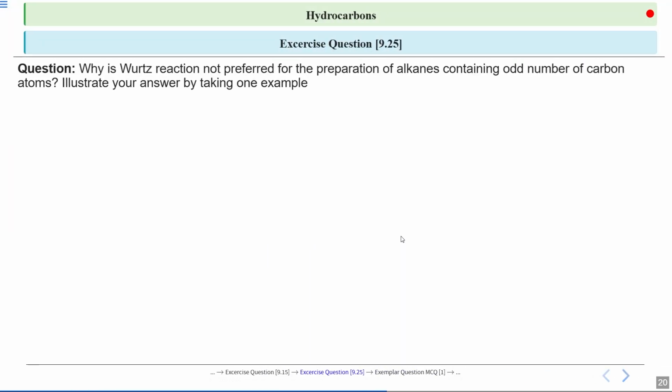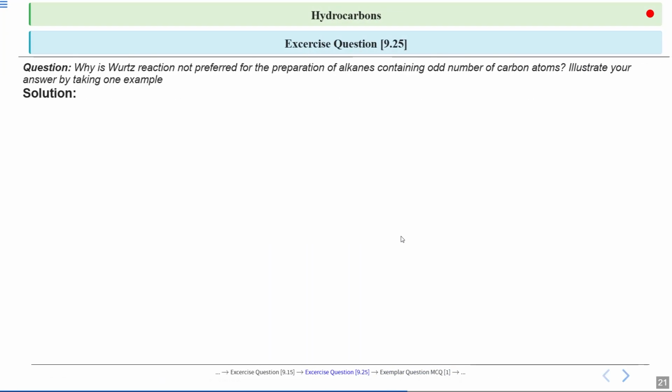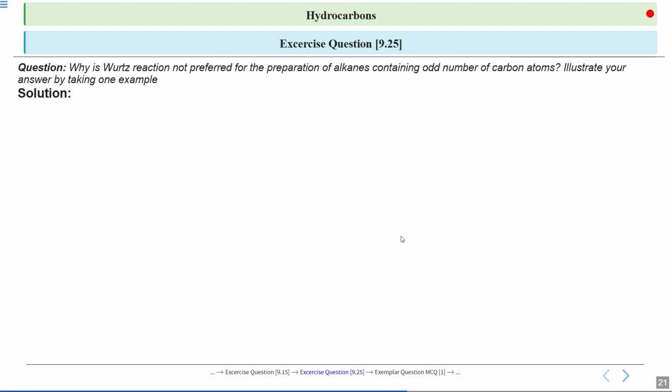Moving on to the next question, exercise question 9.25, which asks us: why is Wurtz's reaction not preferred for the preparation of alkanes containing an odd number of carbon atoms? Now illustrate your answer by taking one example. How will you solve it? Let us have a look at the solution.